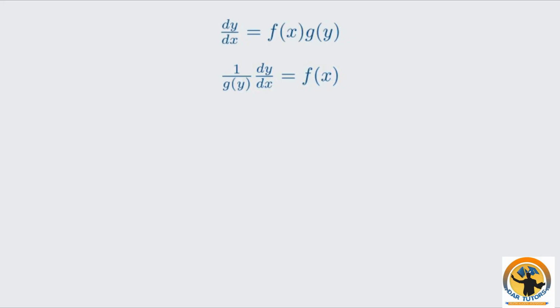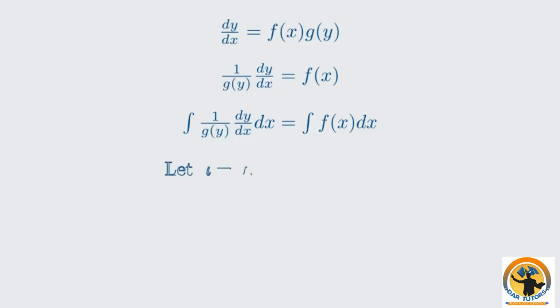Now that the variables are separated, we can integrate both sides with respect to x. We integrate the left side, 1 over g of y times dy/dx, and the right side, f of x. The integral of f of x with respect to x is straightforward. For the left side, we can use a substitution. Let u equal y. Then du equals dy/dx times dx. This is a direct application of the chain rule in reverse.